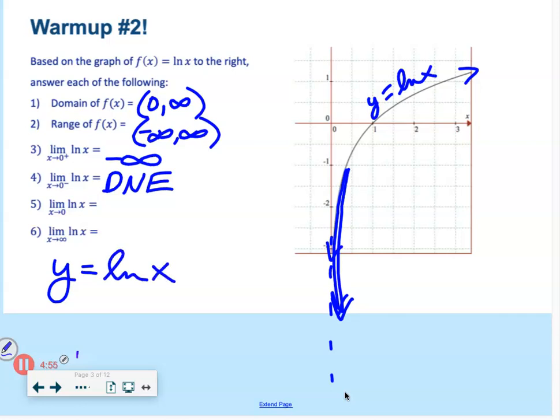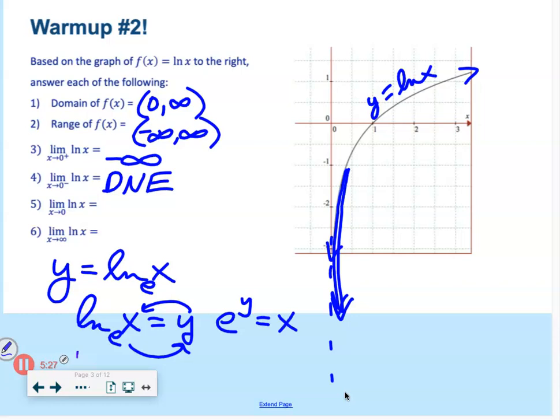y equals ln x, and we're going to break this down on the next slide, but just so you know, what's the base of this? e. This is base e. This is your exponent. The natural log, I'm going to write it like this. So ln of x equals y. So that means e to the y equals x. When you have a natural log, if you want to write it in exponential form, this base to this power equals this guy. e to the y equals x.